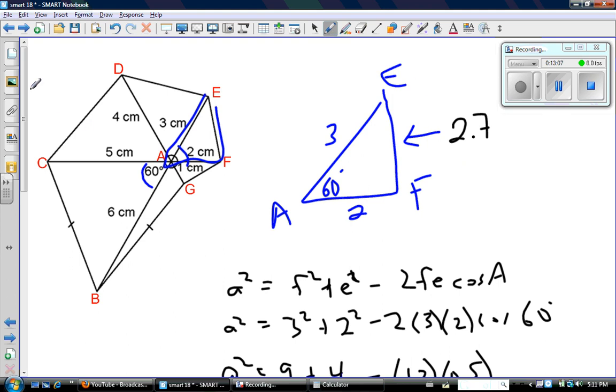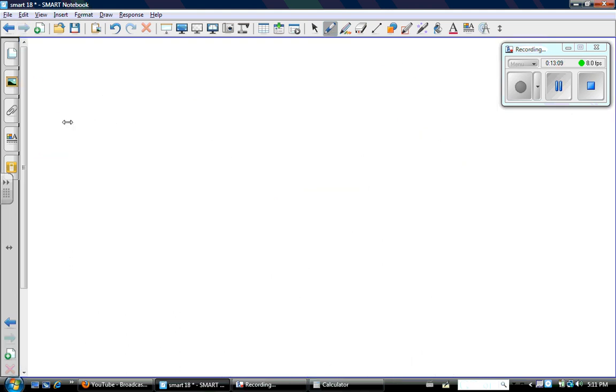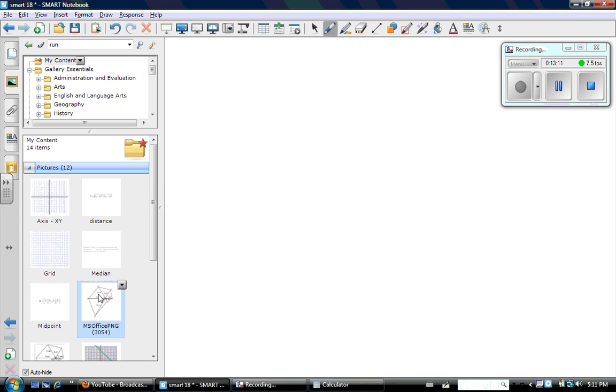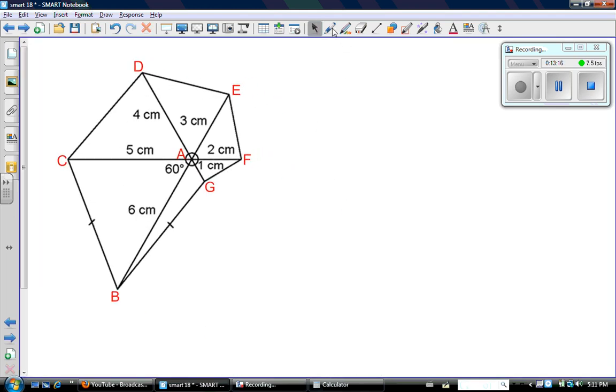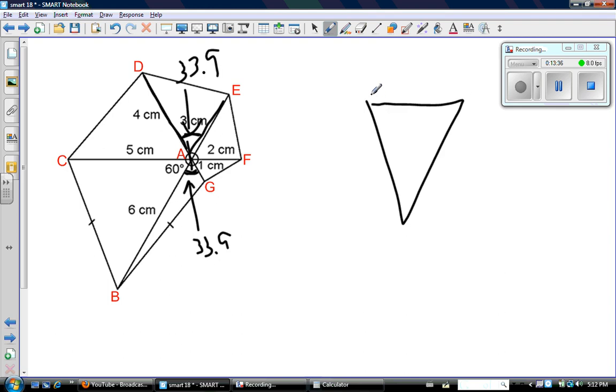So where are we now? Next page. Now we're getting there, right? And hopefully you're seeing the flow. Now the next triangle that we're going to look at is ADE. I know 3 and 4, and this angle here is opposite this angle here. So this, which was 33.9, must be the same as this, which is 33.9. So again, we're going to use the cosine law. So here's the triangle in question, DEA.